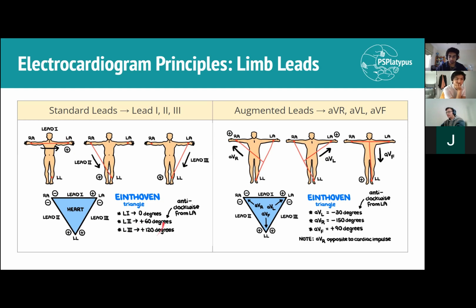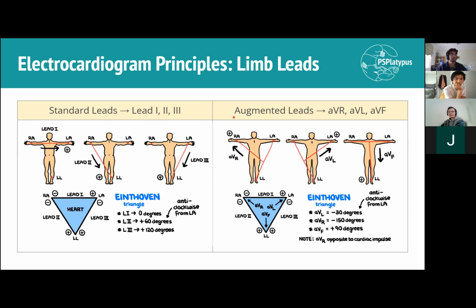So generally with a lot of these, it's a bit counterintuitive. You are talking about angles. When you say plus 60, you're saying it's anti-clockwise from the left arm. So if you think about drawing a line across here and then going around like this, plus 60 would be sort of like 60 degrees down. It's a bit weird. I'll go over that in the next couple of slides.